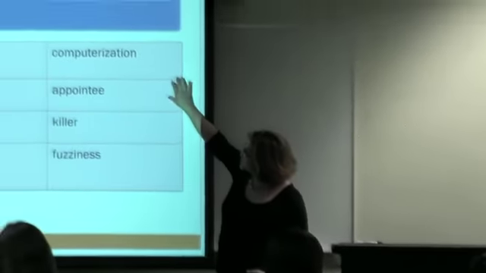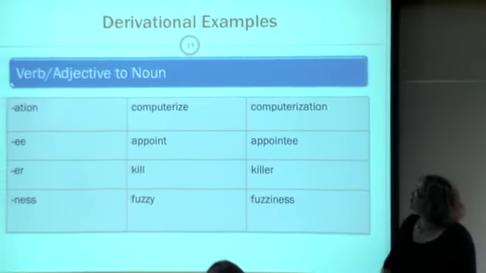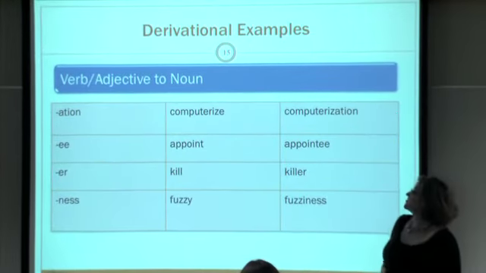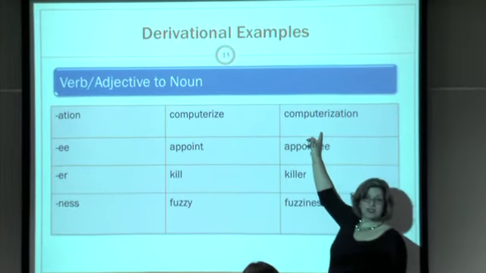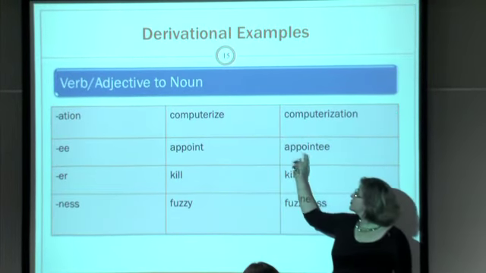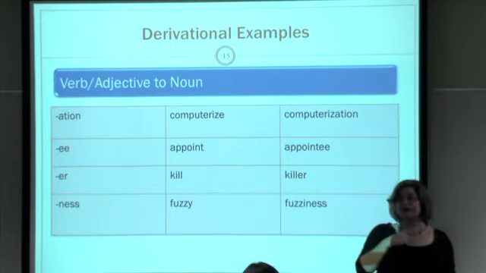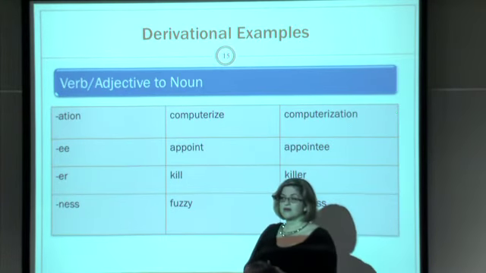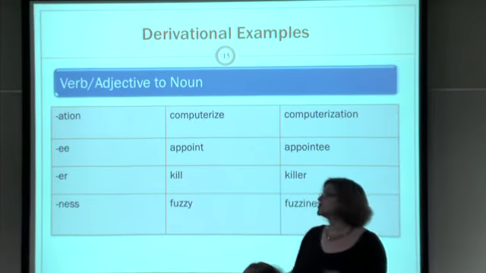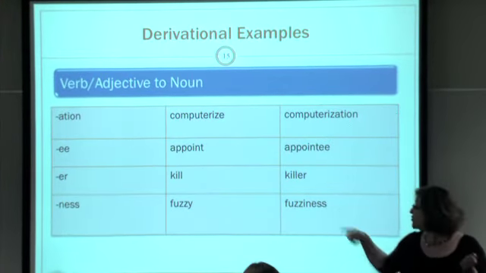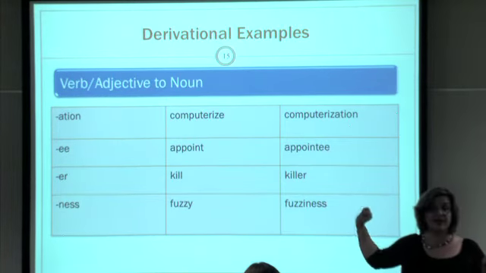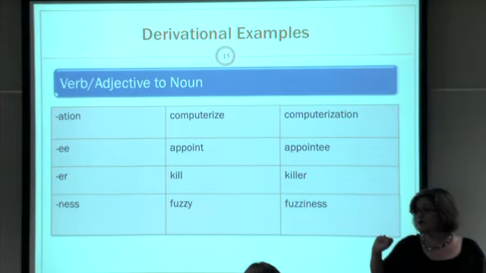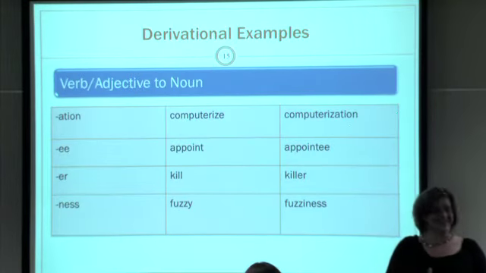So what I've done for you is I've put together some examples of changing verbs or adjectives to nouns. So you see the process with computerized to computerization. We've got appoint to appointee. So what's an appointee? Someone appointed. Right. So someone who has been appointed. How would an appointee be different than an appointer? The appointer does the appointing. Exactly. So, yeah.